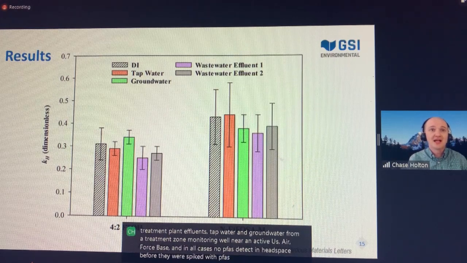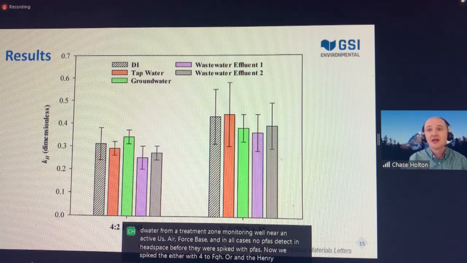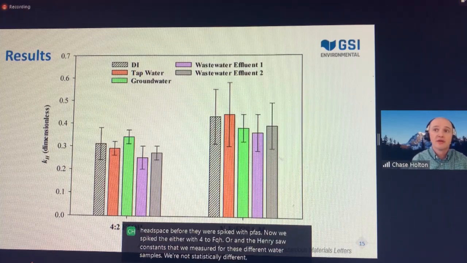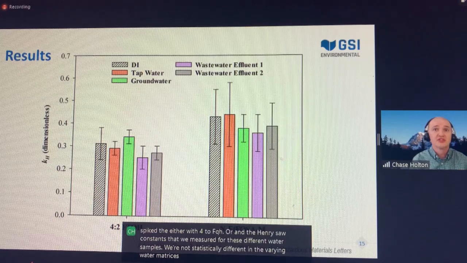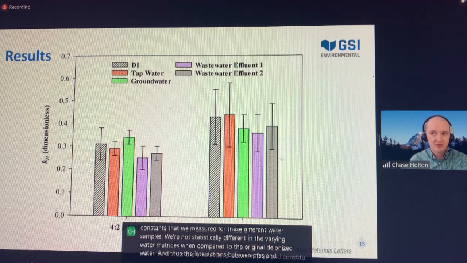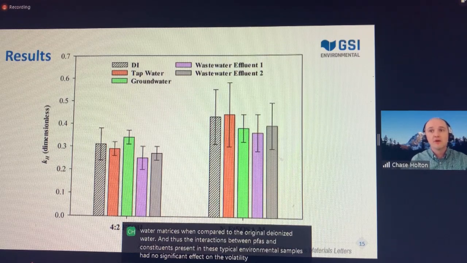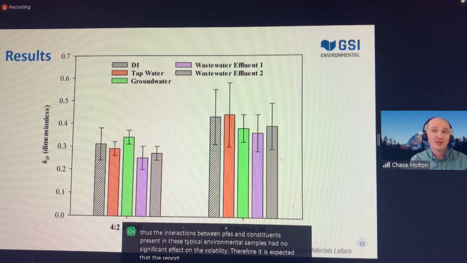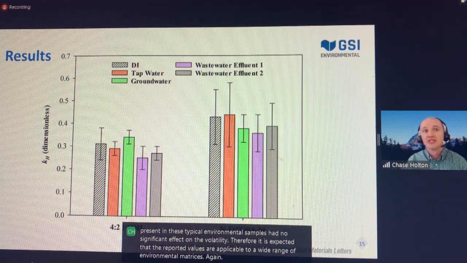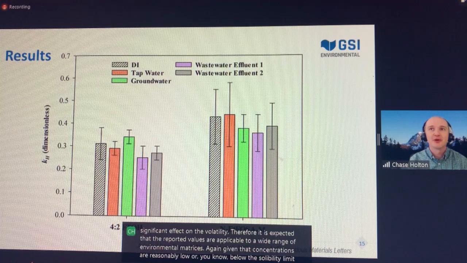Now, we spiked them with either 4,2-FTOH or both. The Henry's law constants that we measured for these different water samples were not statistically different in the varying water matrices when compared to the original deionized water. Thus, the interactions between PFAS and constituents present in these typical environmental samples had no significant effect on the volatility. Therefore, it is expected that the reported values are applicable to a wide range of environmental matrices, again, given that concentrations are reasonably low, or below the solubility limit. It's probably a good benchmark.